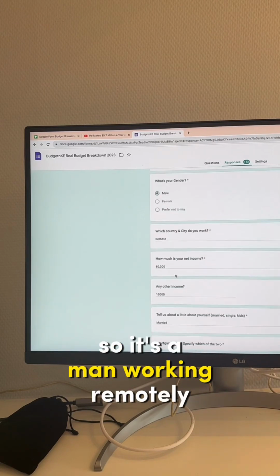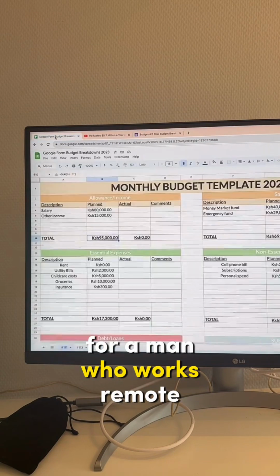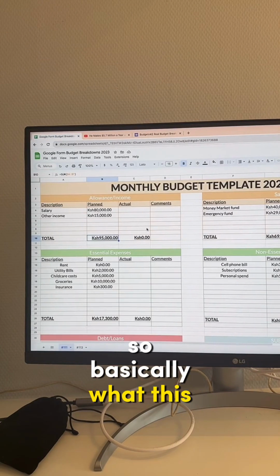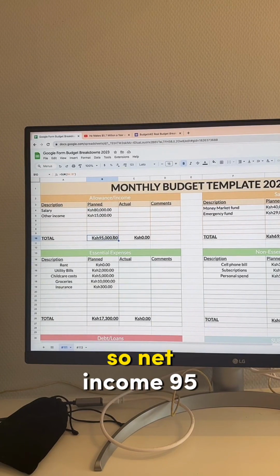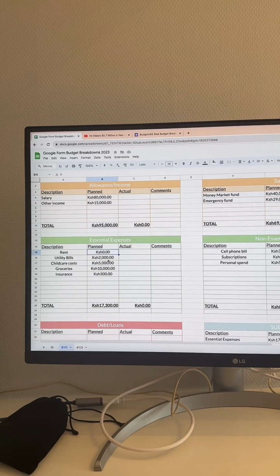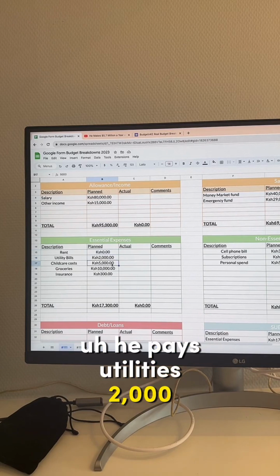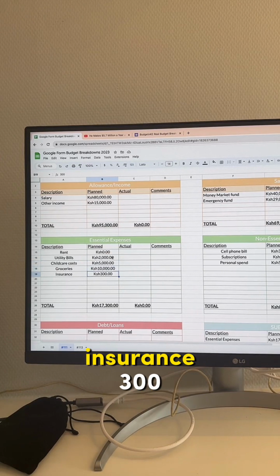So it's a man working remotely. Okay, so this is a budget breakdown for a man who works remote. Basically, this person doesn't have transport costs, right? Obviously. So net income 95. I think this person stays at home because he didn't give rent. He pays utilities 2,000, childcare costs 5,000, groceries 10,000, insurance 300.